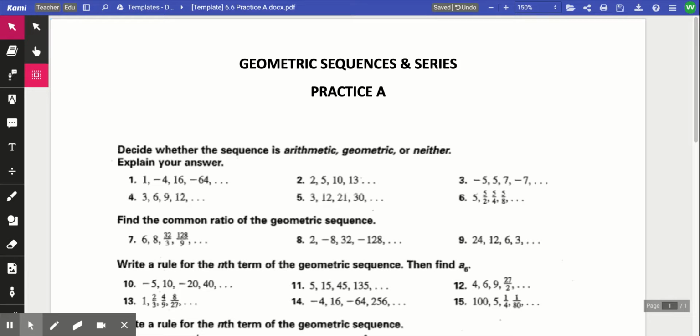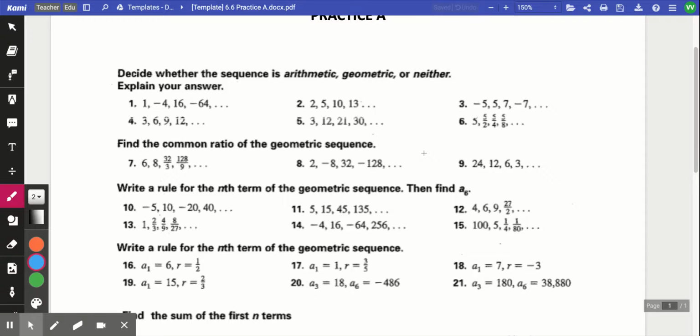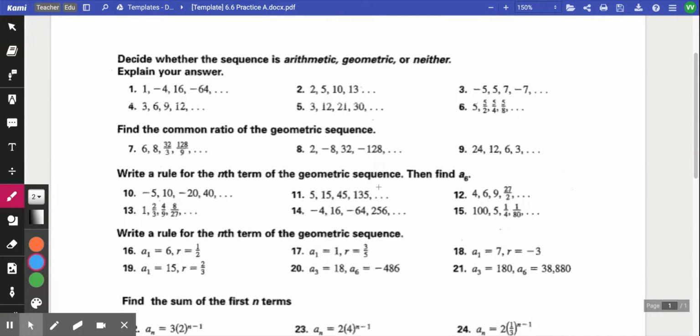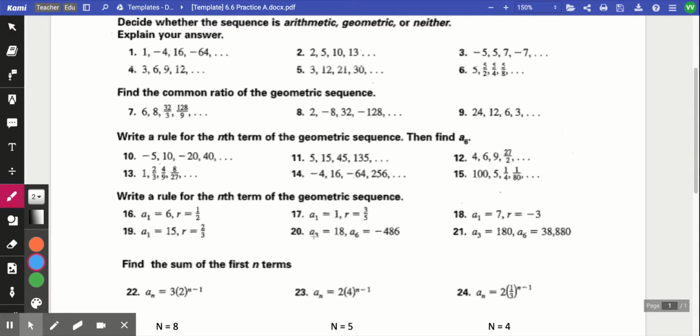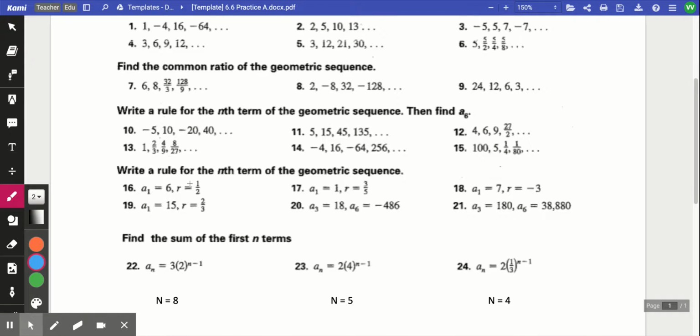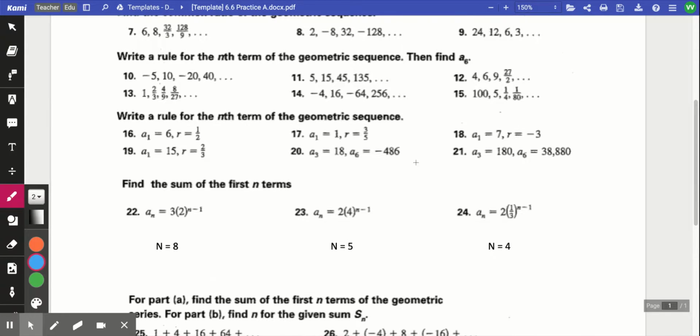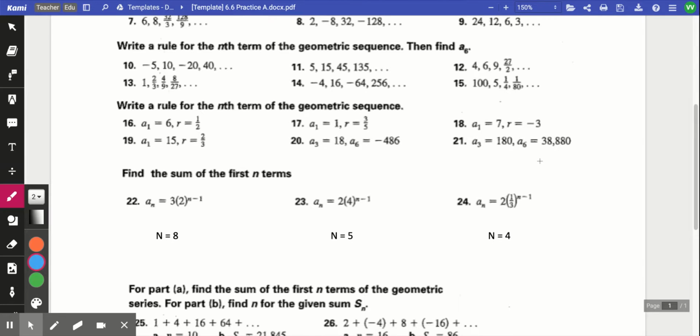All right, guys, so let's take a look at the Practice A worksheet on geometric sequences and series. If you look at the first couple problems, they're pretty straightforward until you get to numbers 20 and 21. You're writing a rule for the nth term if you're given two terms in the sequence. So set these up as a system of linear equations, substitute, and find your A1 and your R.